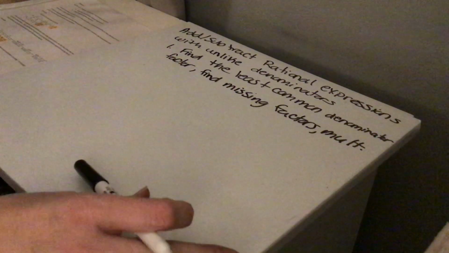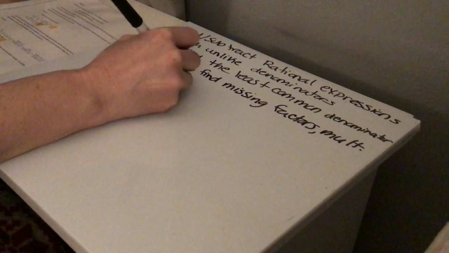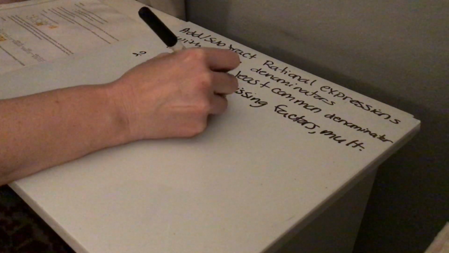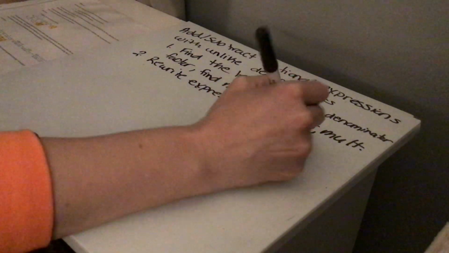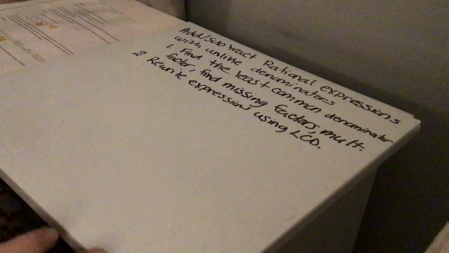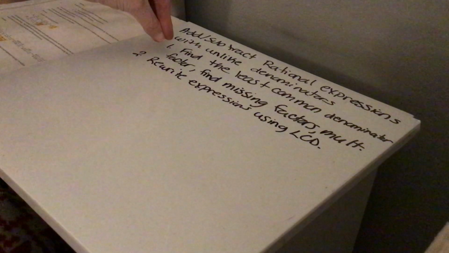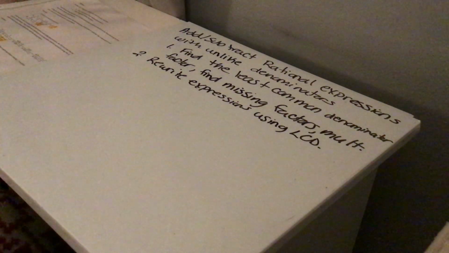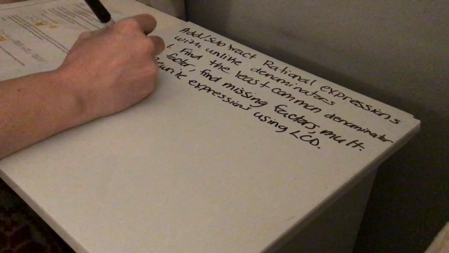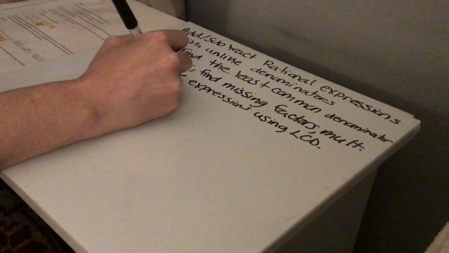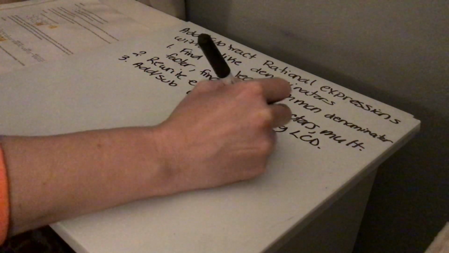Okay? Then once you have your least common denominator, you're going to rewrite your expressions using the least common denominator. We call it the LCD. Okay? So whatever you had to multiply by to get that common denominator, also multiply the numerator by it. Then they'll have the same denominator, so then you can add or subtract with like denominators.